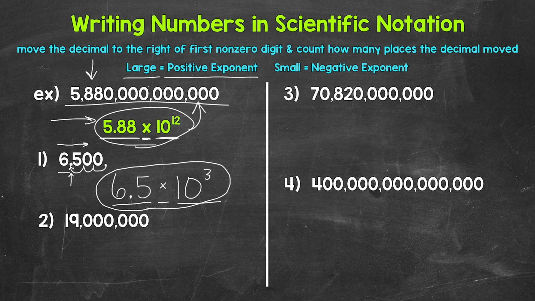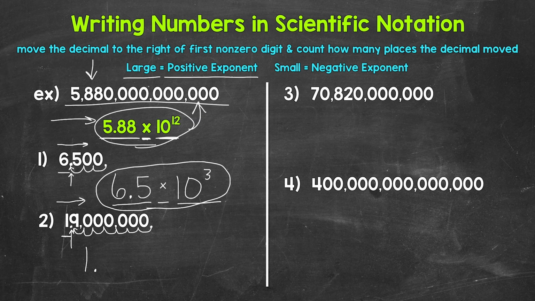Let's move on to number 2, where we have 19 million. So we need to start by moving the decimal to the right of the first non-zero digit. So looking from left to right here, our first non-zero digit is this 1. So we need to move the decimal right here in between the 1 and the 9. The decimal goes right here, and we need to move it once, twice, 3 times, 4 times, 5 times, 6 times, 7 times. Now we can write this in scientific notation.